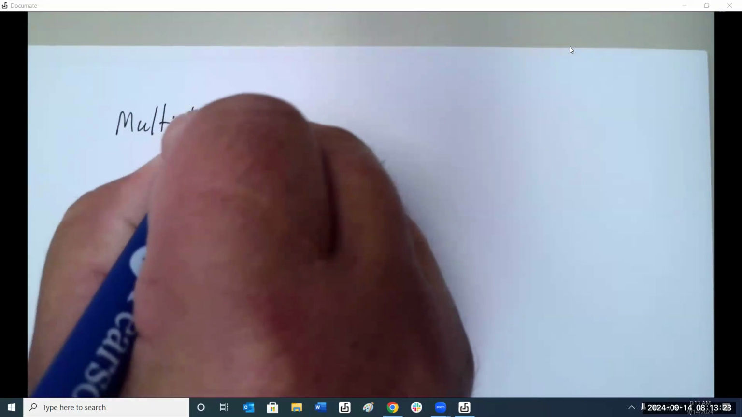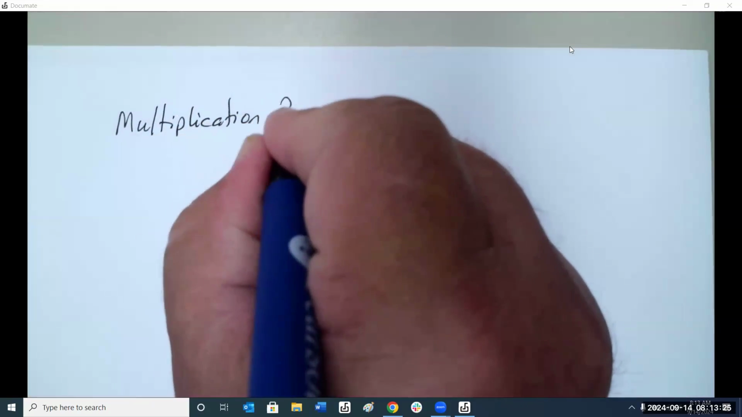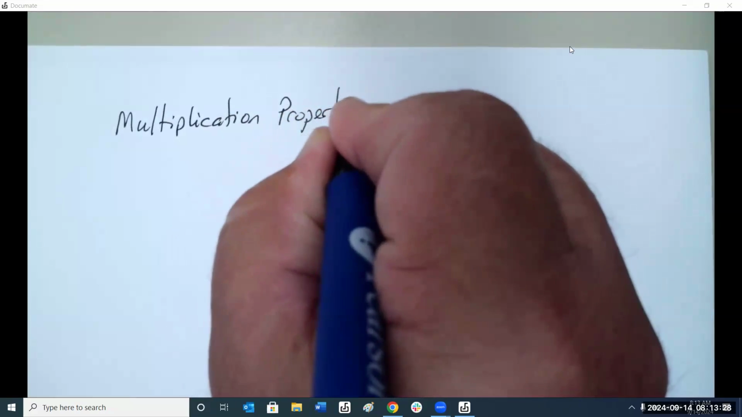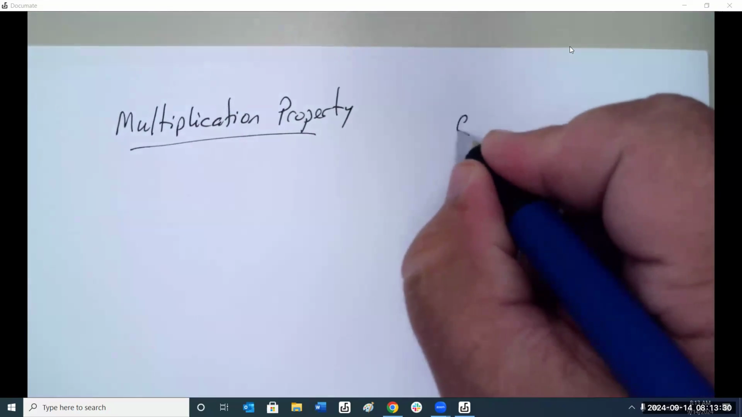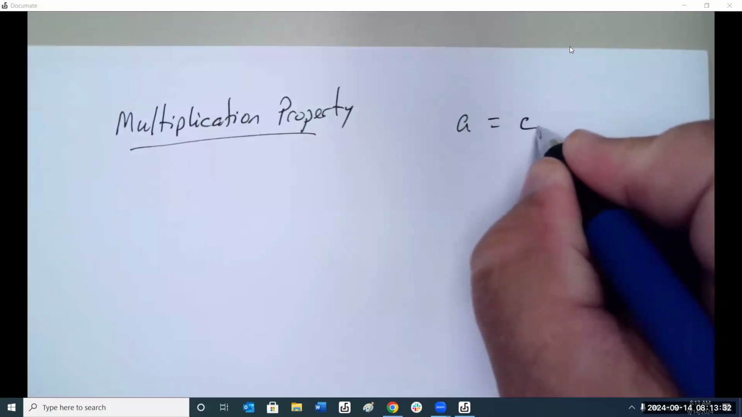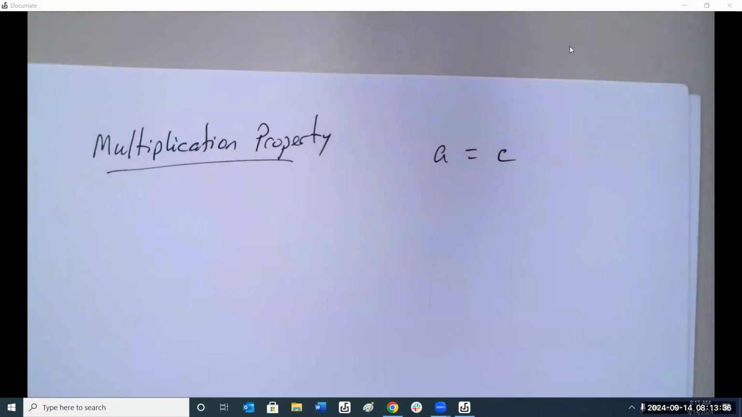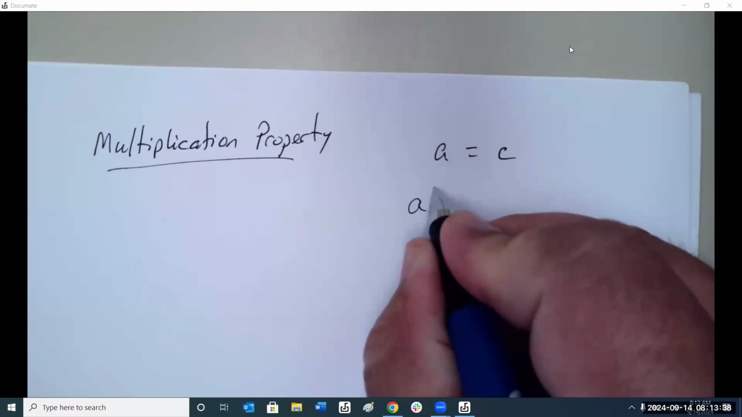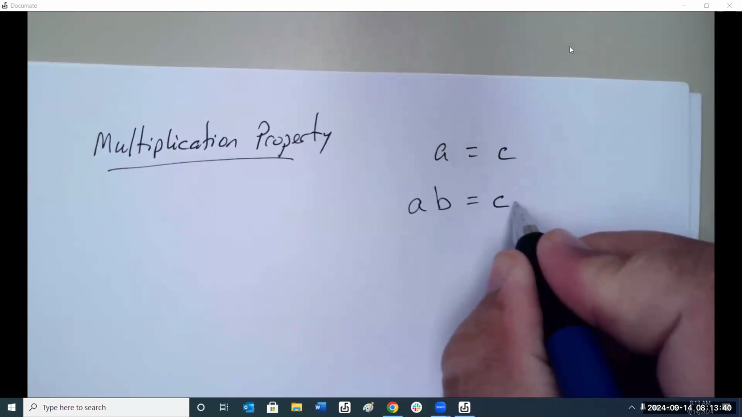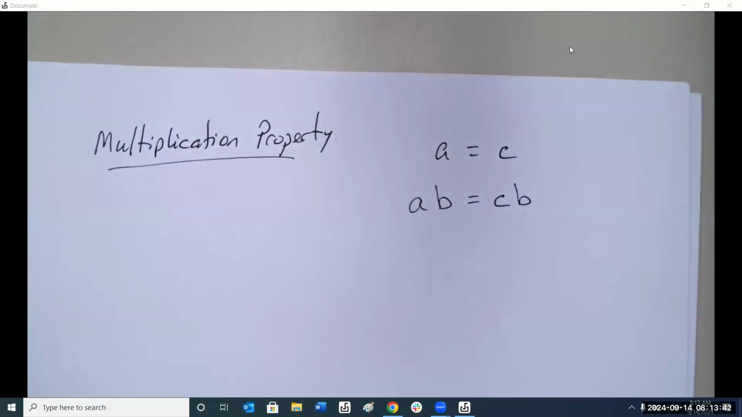And then we have the multiplicative or the multiplication property. That says the same thing. It says if a equals c, if I multiply anything to a, I have to multiply the same thing to c to keep equality.